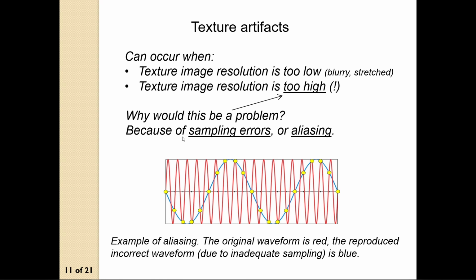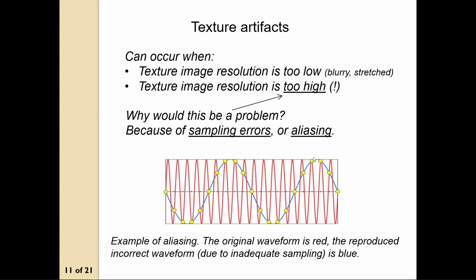So here, we'll get past this slide now. A lot of the time, this is because of sampling errors or aliasing. So here's an example of aliasing. The original waveform is red. The reproduced incorrect waveform is the blue one. This is a really crazy case where the original one should have been this high frequency one, but because of the sample rate, it only sampled here, here, here, here, here, here, at this fixed rate, and it came up with this other, way different waveform.